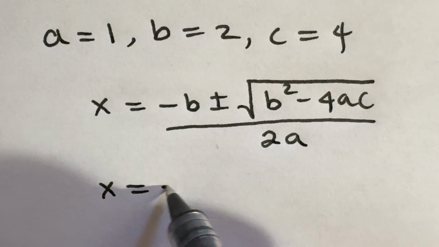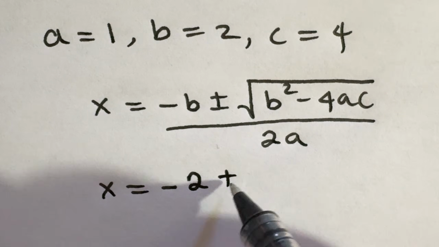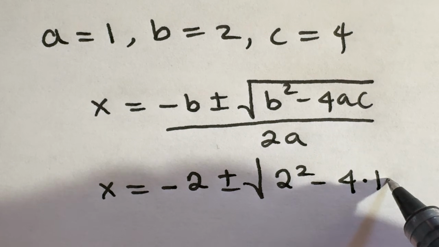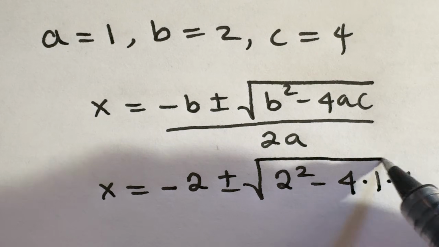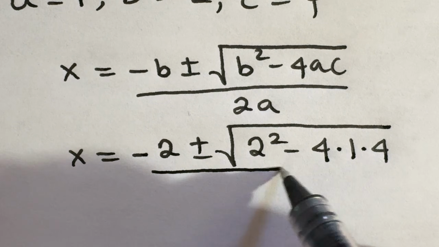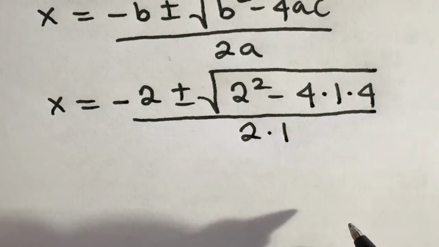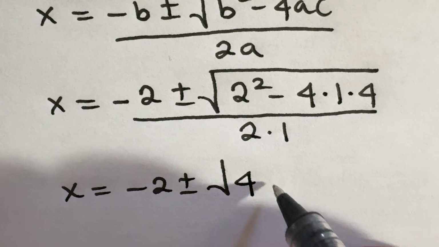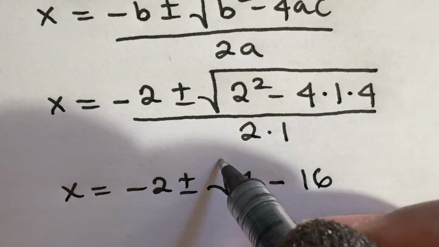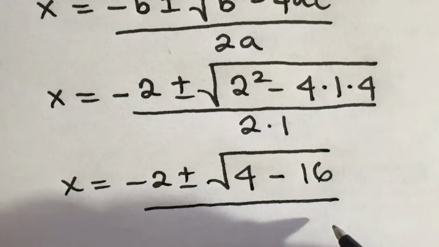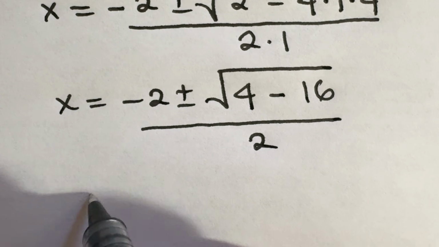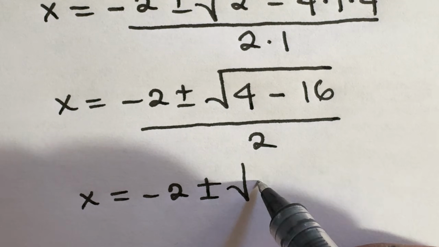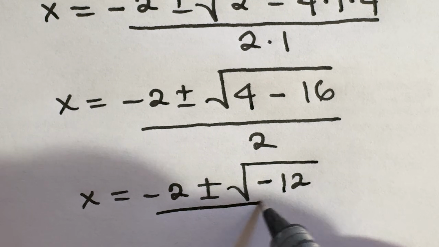We just go ahead and substitute into this formula. Then we get x is equal to minus, b is 2, so we say minus 2 plus or minus square root of 2 squared minus 4 times a, which is 1, and c is 4, all divided by 2a, which is 2 times 1. So x is equal to negative 2 plus or minus square root of 2 squared, which is 4, minus 4 times 1 times 4, which is 16, all divided by 2 times 1, which is 2. So we get x is equal to negative 2 plus or minus square root of 4 minus 16, which is negative 12, then divided by 2.